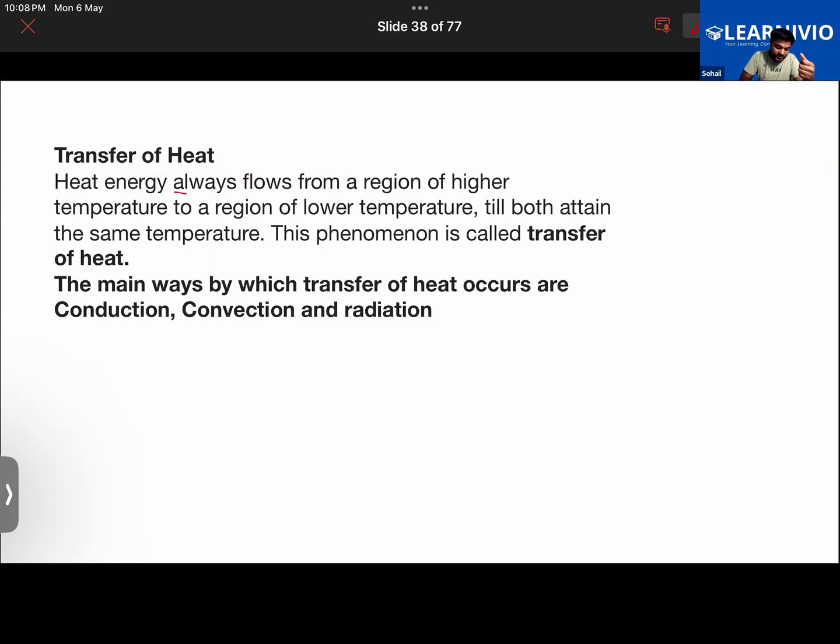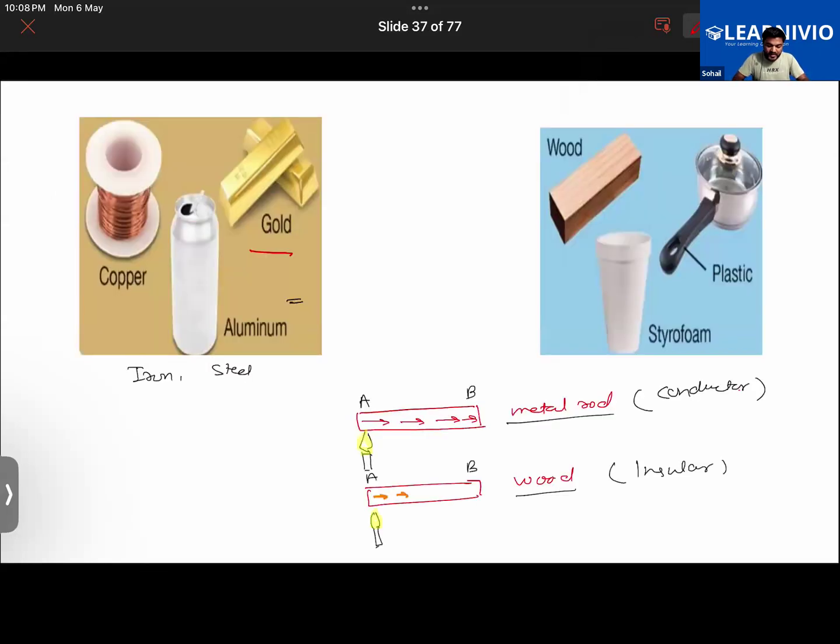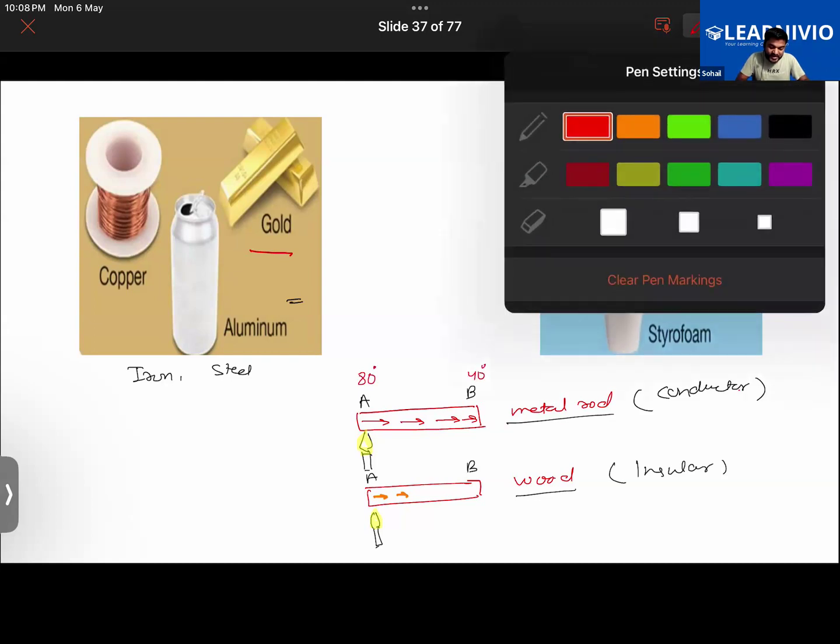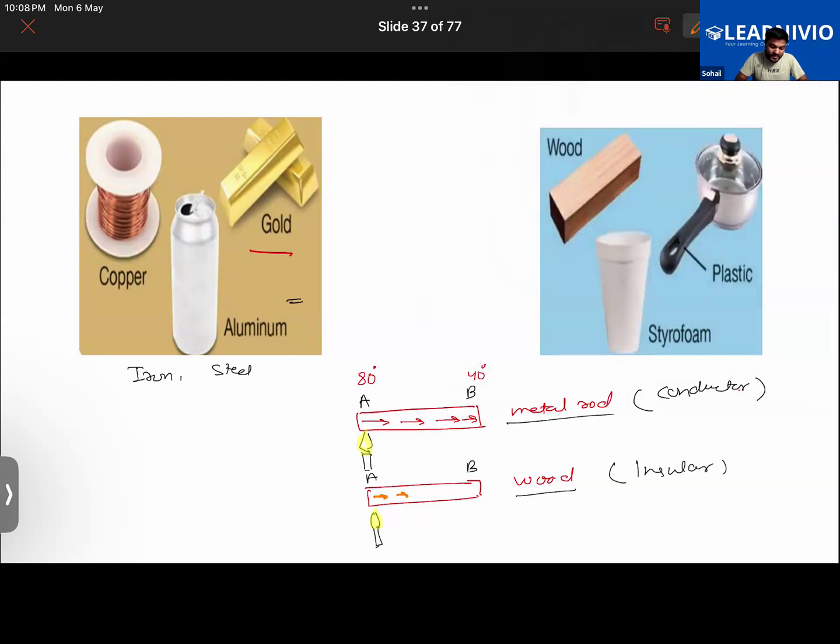Heat energy always flows from a region of higher temperature to a region of lower temperature. And till when will it happen? In this case, heat will start to flow from A towards B till both ends of this metal rod acquire the same temperature. Let's say this also becomes 80 degrees Celsius, and right now it is, let's say, 40 degrees Celsius. So heat will start to conduct from A to B till the temperature of B also rises to 80 degrees Celsius. You getting my point?